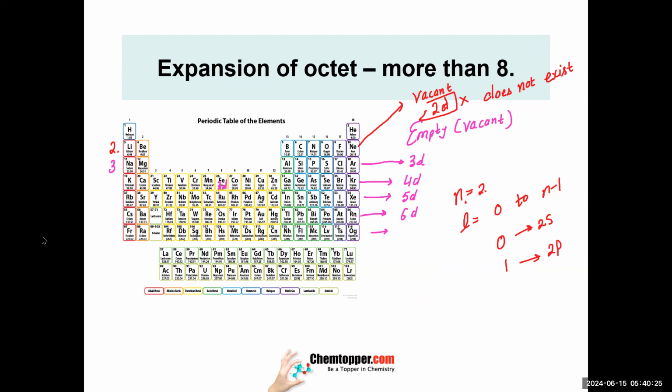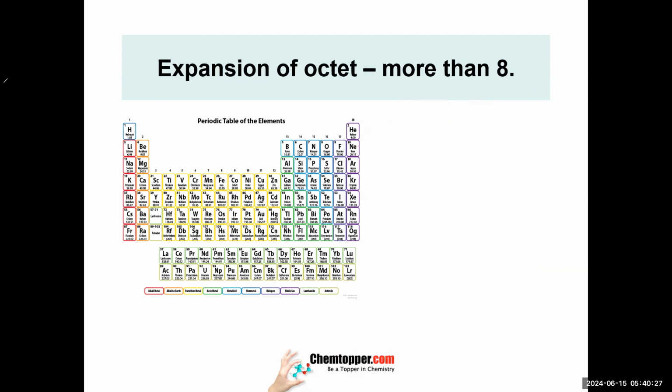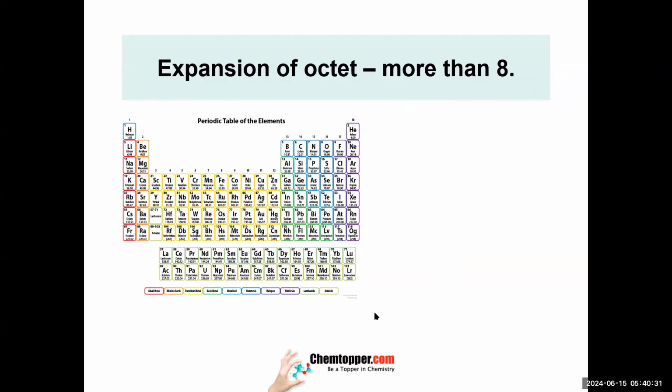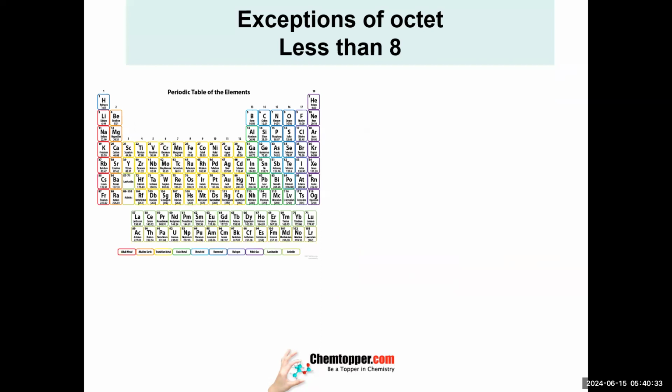Okay, now let's come to another rule. So we have seen two rules: one is exactly 8 and the other is more than 8. Now there are elements which are going to have less than 8 in their molecules. Let's have a look at boron. What's the configuration of boron? 1s², 2s², 2p¹.